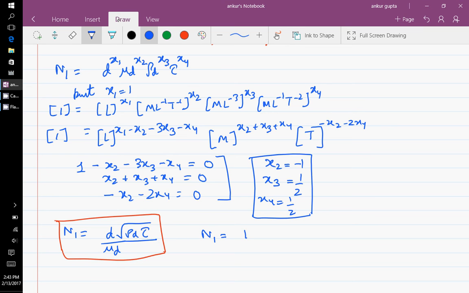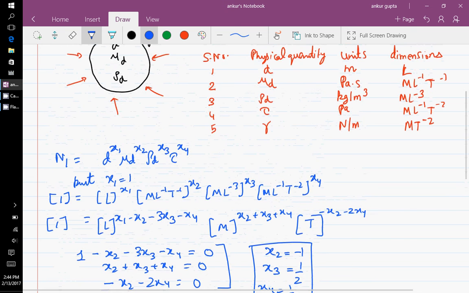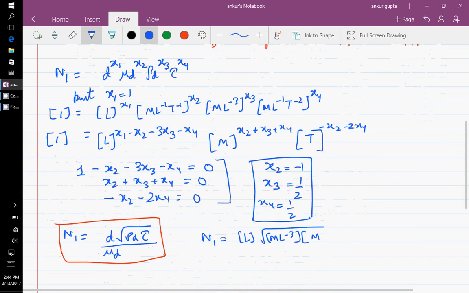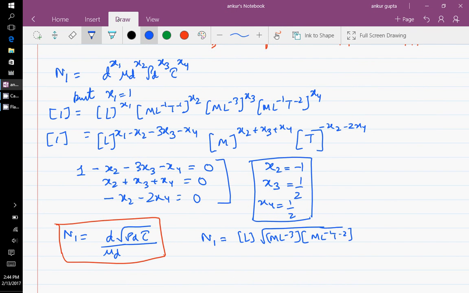We can just write here as L, then square root of ML minus 3, and then tau was ML minus 1 T minus 2. Let me just check once. Yes, ML minus 1 T minus 2, and then the denominator is ML minus 1 T minus 1. So if you check, this will become ML minus 1 T minus 1 in the numerator also, and thus this dimension is actually equal to 1.